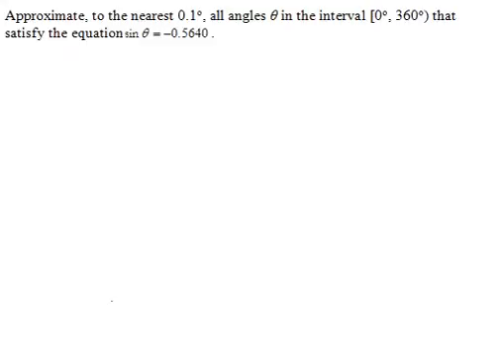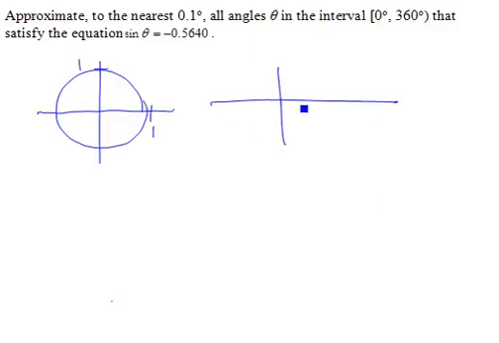Approximate to the nearest 0.1 degrees all angles theta in the interval 0 degrees to 360 degrees that satisfy the equation sine of theta equals negative 0.5640. Well, what we'll do is think about this on a unit circle, and on a graph of the sine of x, which has this shape.